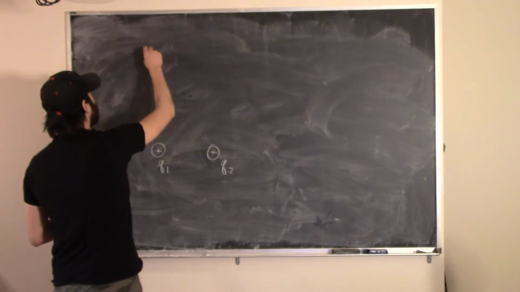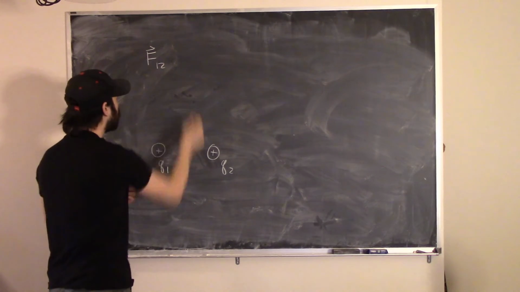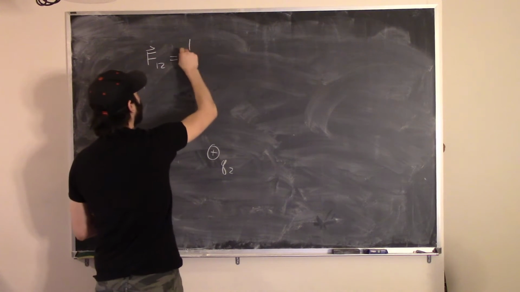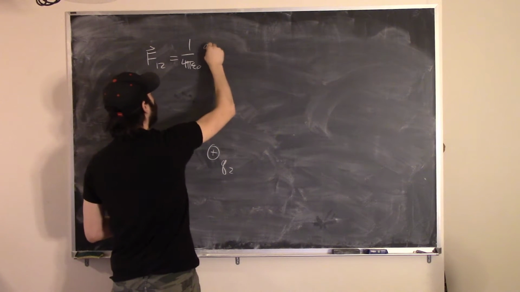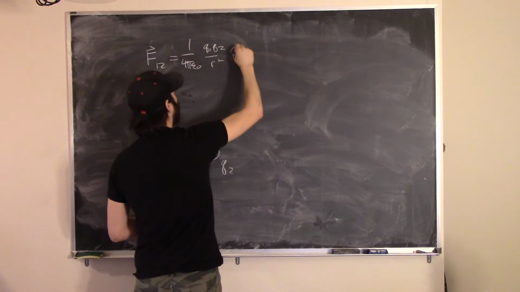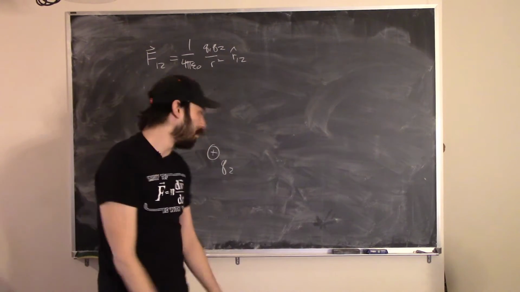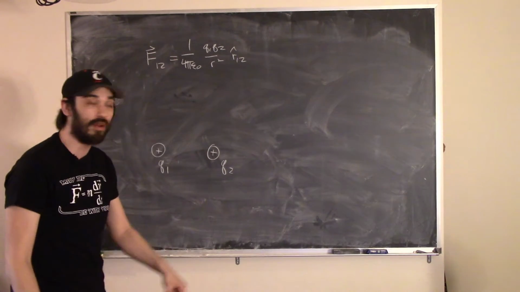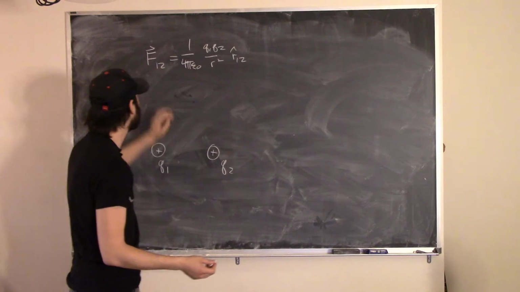So what Coulomb's Law says is that the force between these two charged particles is going to be equal to 1 over 4 pi epsilon naught, Q1 Q2 over r squared, times r hat 1,2. Okay. Now this looks like a whole bunch of symbols that might not mean a whole lot to you at this point, but we're going to go through and talk about what everything means here.